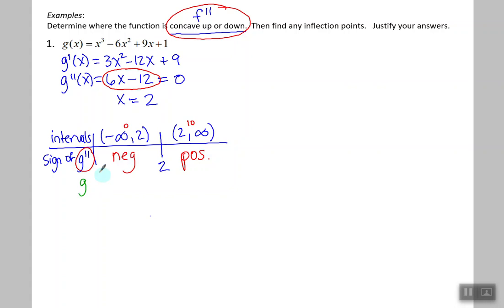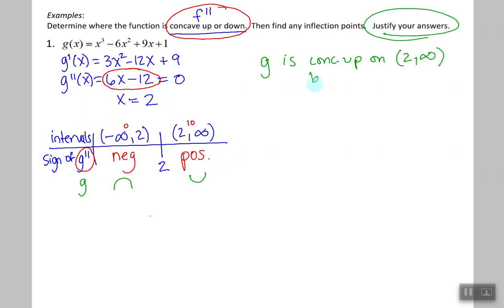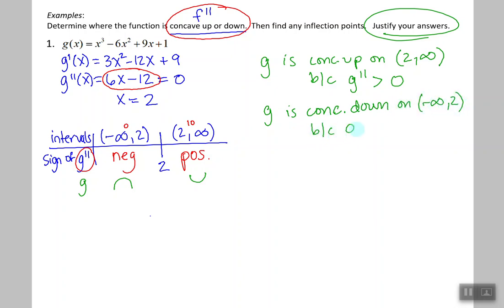When the second derivative is negative, the original function will be concave down, and when the second derivative is positive, the original function will be concave up. So I will say that our function g is concave up on the interval 2 to infinity, and to justify my answer, I will say because the second derivative, g double prime, is greater than 0. Similarly, g is concave down on the interval negative infinity to 2 because g double prime is less than 0.